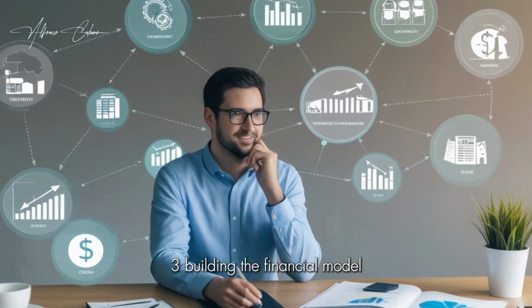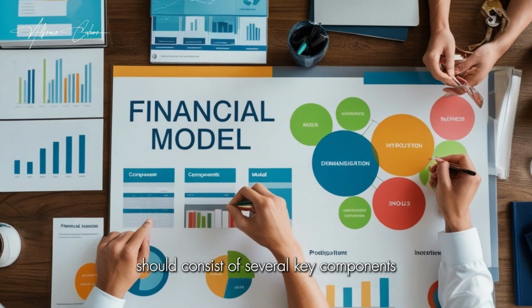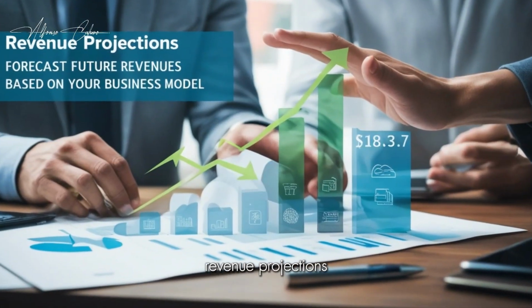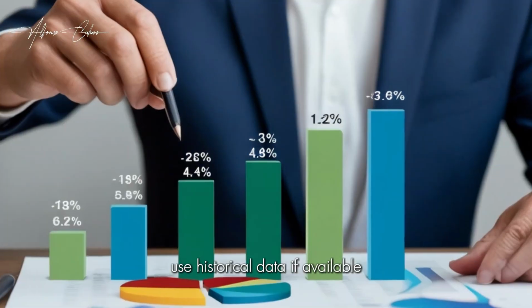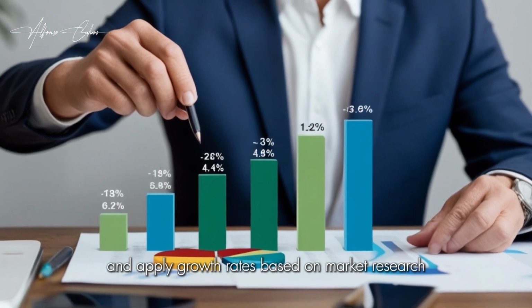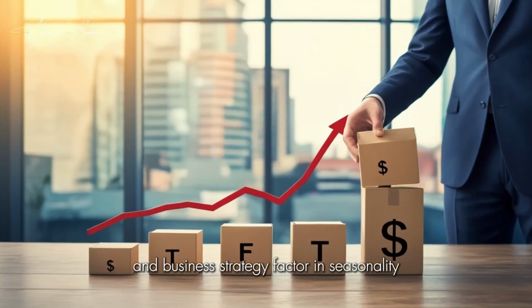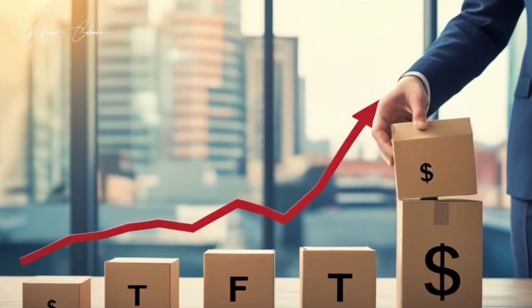3. Building the financial model. Your financial model should consist of several key components. Revenue projections. Forecast future revenues based on your business model. Use historical data if available, and apply growth rates based on market research and business strategy. Factor in seasonality or market trends that could impact sales.